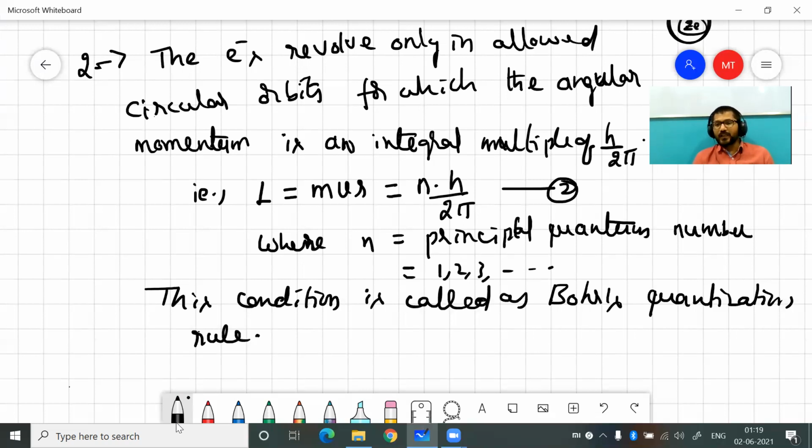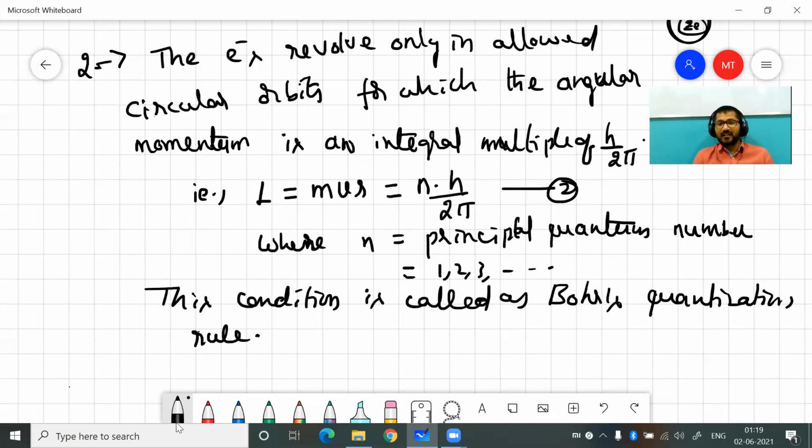I'm just giving you an idea. You can note it down. Stationary orbits are nothing but the orbits in which the electrons will have an angular momentum equal to an integral multiple of h by 2 pi. Then such orbits are called stationary orbits.